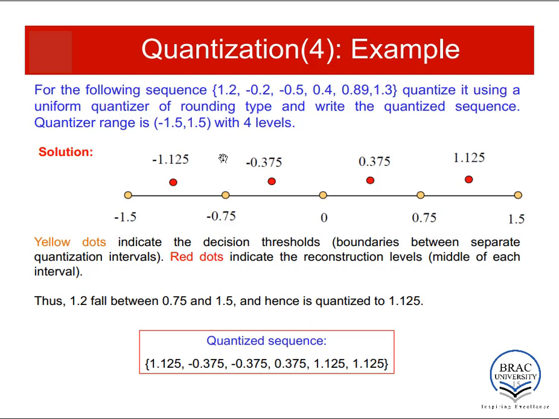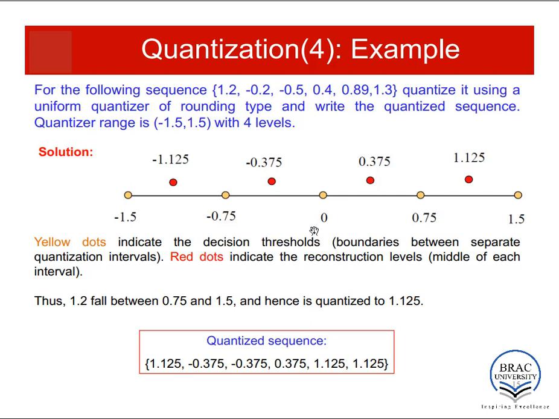First of all, we have to divide this range into parts. Total range is 3 because it is 1.5 on the positive side and 1.5 on the negative side. We have to divide this whole range of 3 into 4 equal parts because the number of quantization levels was 4. So the number of decision levels will be 5. And we know that 5 levels divide the range into 4 parts. So we have to divide 3 by 4, so it is 0.75.